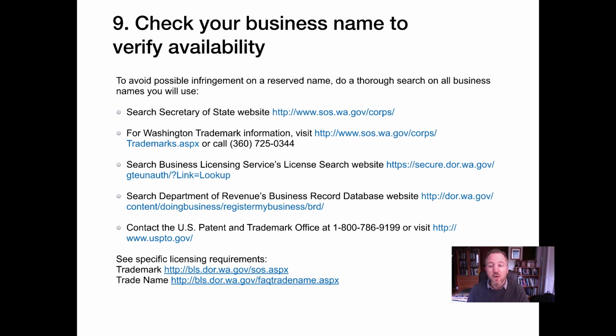There's a business licensing service that's available to you, as well as the Department of Revenue Business Record Database. And you can also look up from the U.S. Patent and Trademark Office to see whether or not there's a company already in existence that already has a trademark on the name that you want to use. While this all sounds scary, in most cases, if your business name involves your personal name, it's likely that you can always find a combination of words that work well for you.